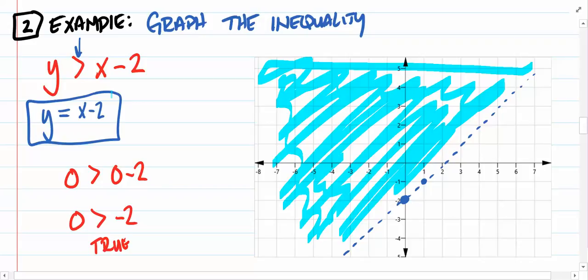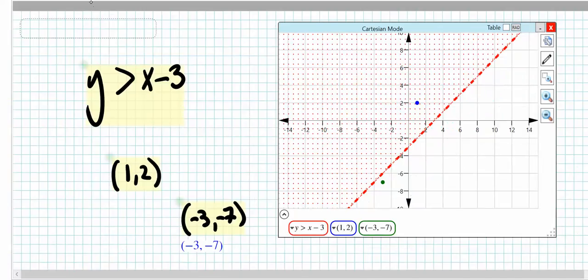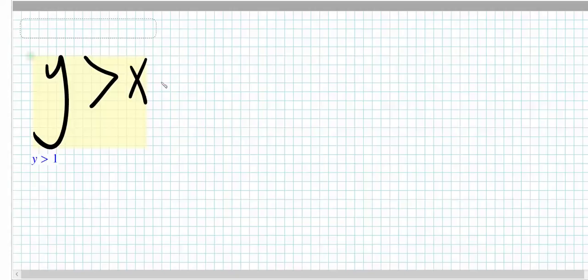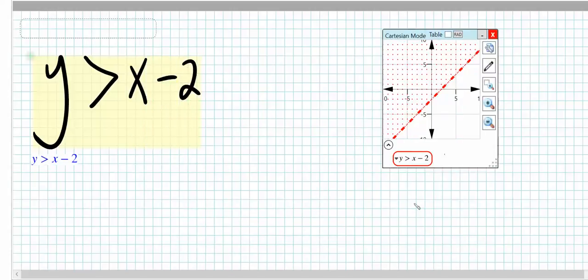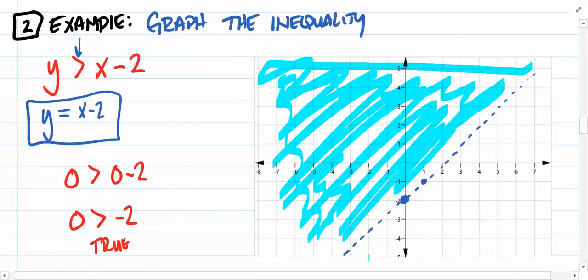So I'm going to graph it to check it and make sure I did it right. y is greater than x minus 2. So I'll come over here and graph it. I'll say y is greater than x minus 2. We'll put the graph up here and we'll see, yep, my picture looks just like this picture here, so I must have done it right. I'm going to show you how to do this on your calculator in class.